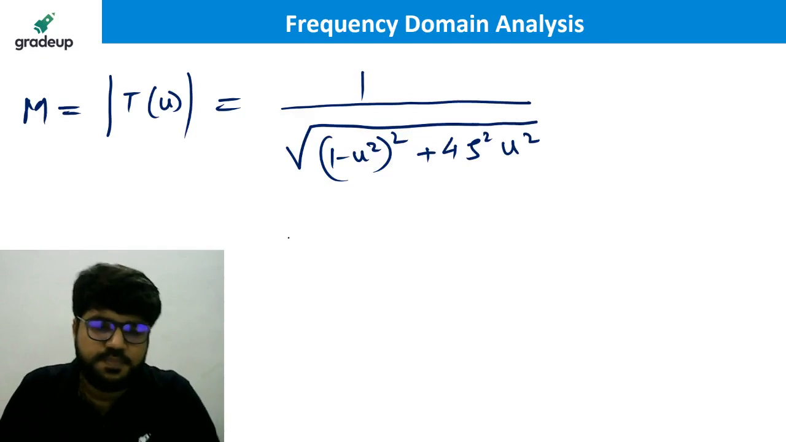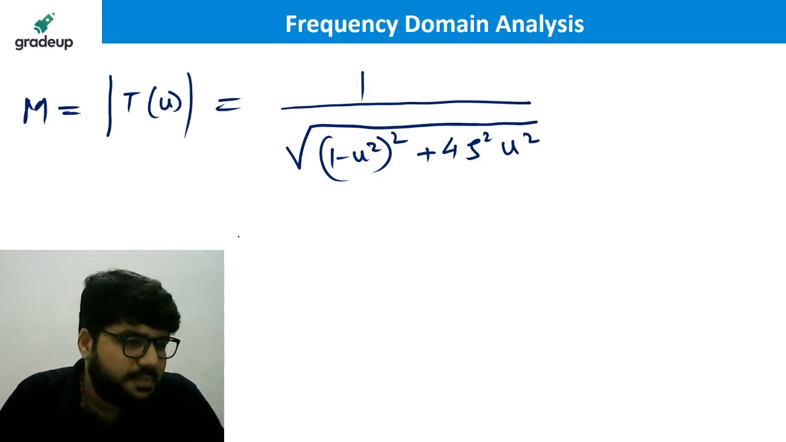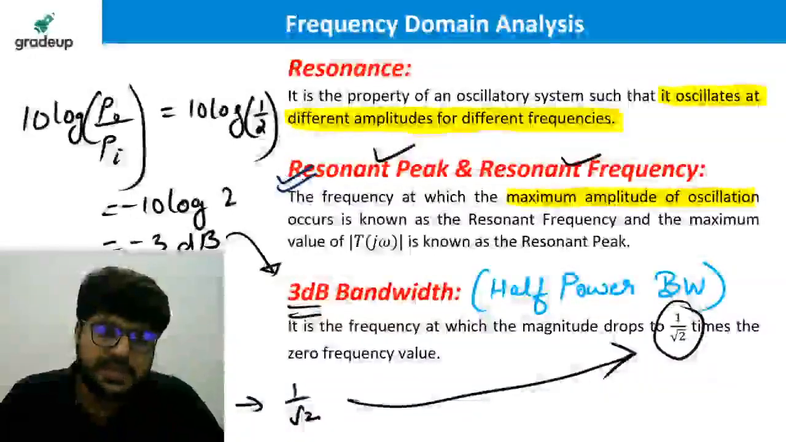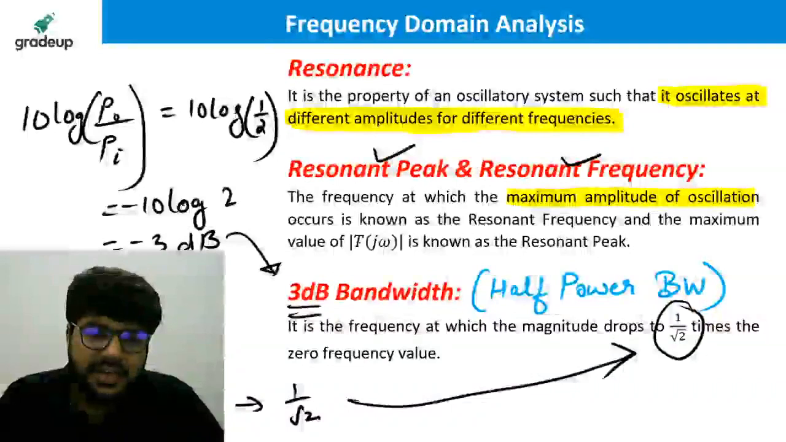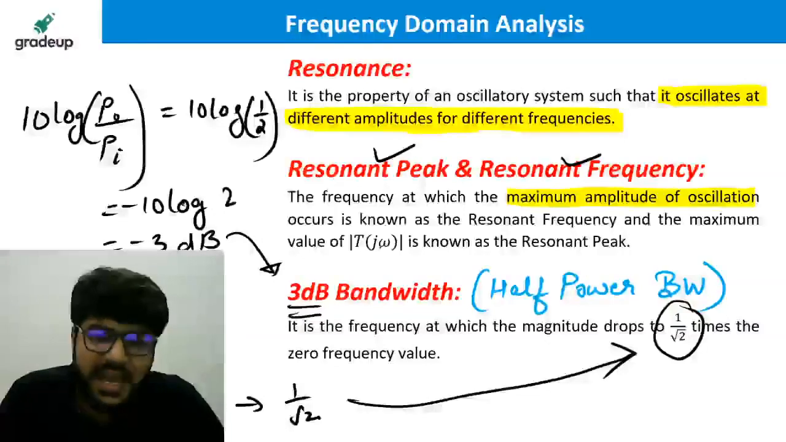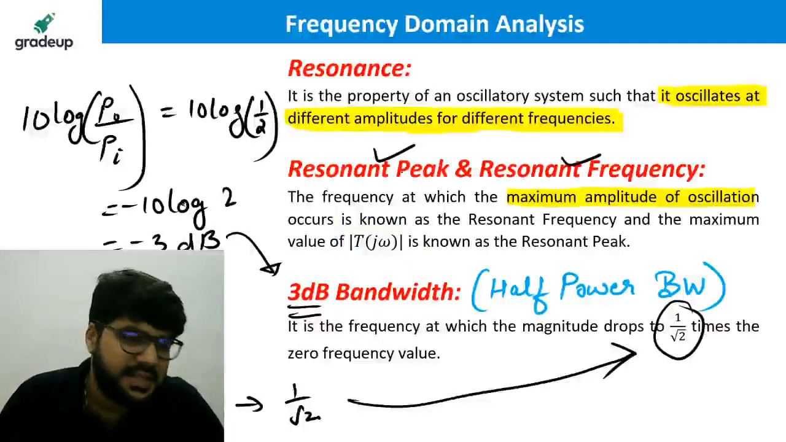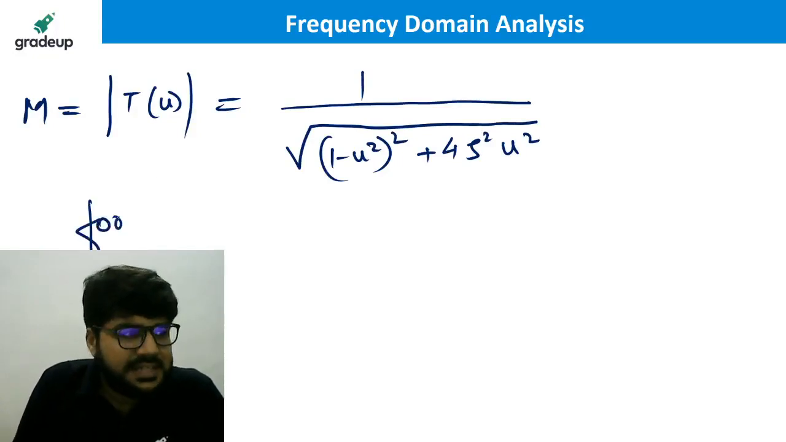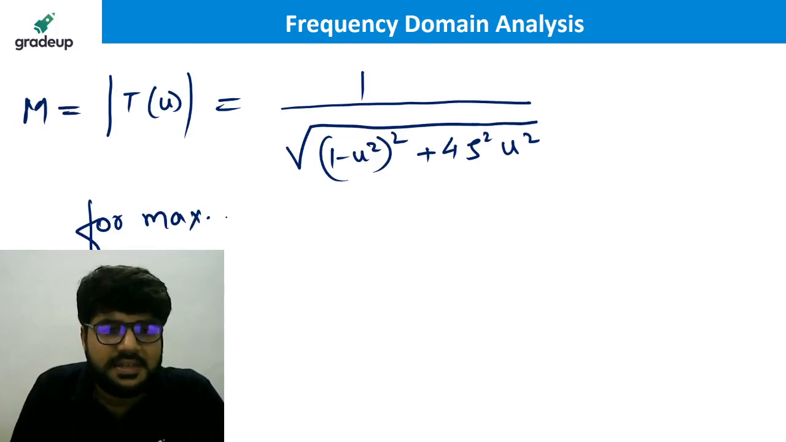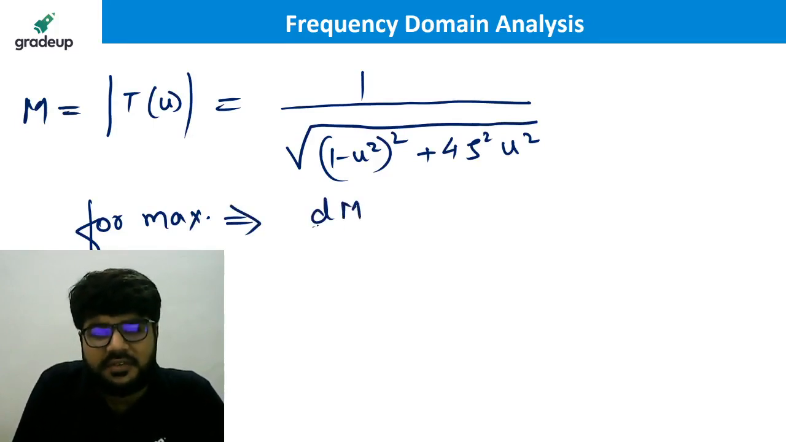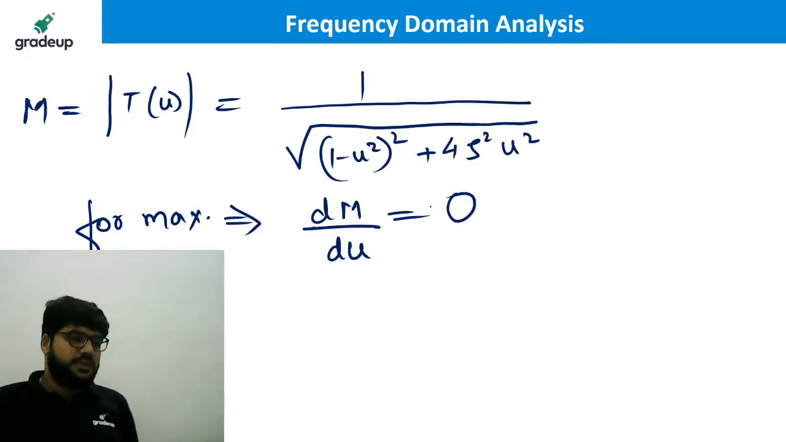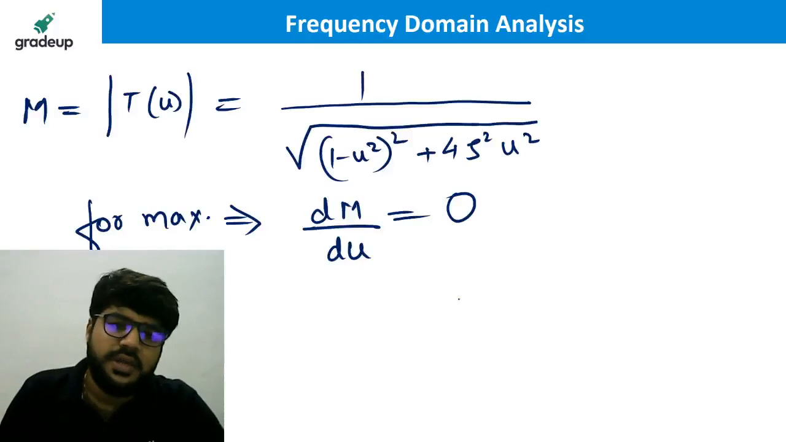Now, why am I using the magnitude only? Because first I am calculating the resonant peak and resonant frequency. The frequency at which the maximum amplitude of oscillation occurs is the resonant frequency, and the maximum value of mod T(j omega) is the resonant peak. So I need to calculate the maxima. And what will you do for maxima? You will differentiate this function, which is a function of u right now, with respect to u and equate it to 0. The basic calculus rule: use dM by du equal to 0.